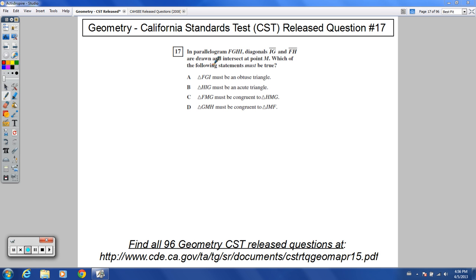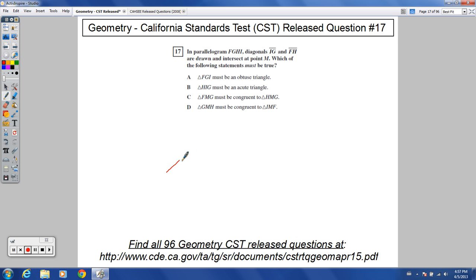Hello geometry students, and welcome to release question number 17 for the California Standards Test for Geometry. It says in parallelogram FGHI, diagonals IG and FH are drawn and intersect at point M. Let's draw a picture where that's the case.